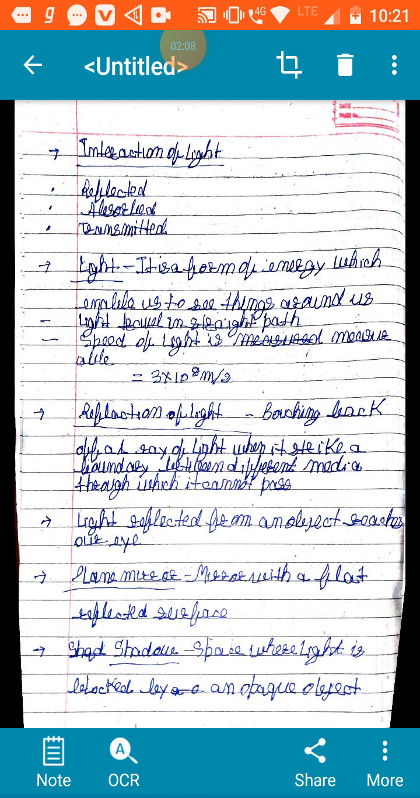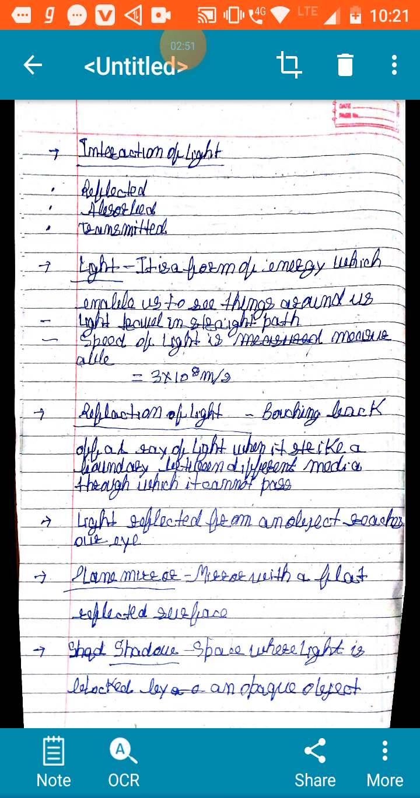The speed of light is measured as 3 into 10 to the power 8 meters per second. 10 to the power 8 means 10 is multiplied by itself 8 times, that is 10 into 10 into 10 into 10 into 10 into 10 into 10 into 10.